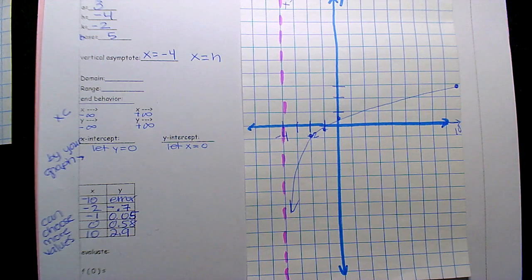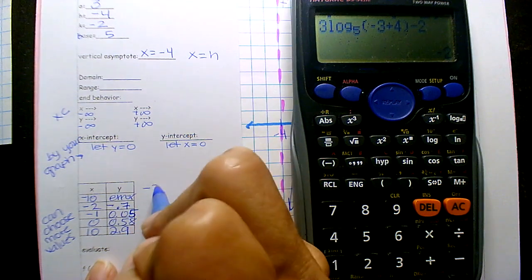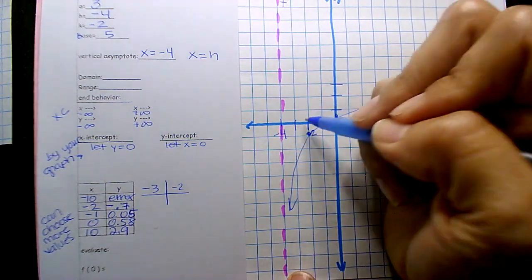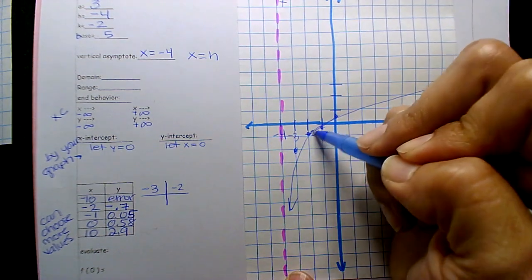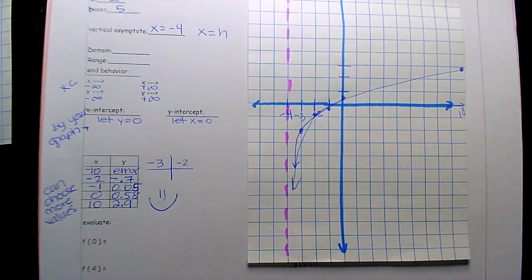Can I talk? Yeah. Okay. So look, if I plug in -3, I get a -2. So if I substitute -3, I get a -2. And so obviously now I'm getting more of that turn, and this is perfect. Your graph is good.